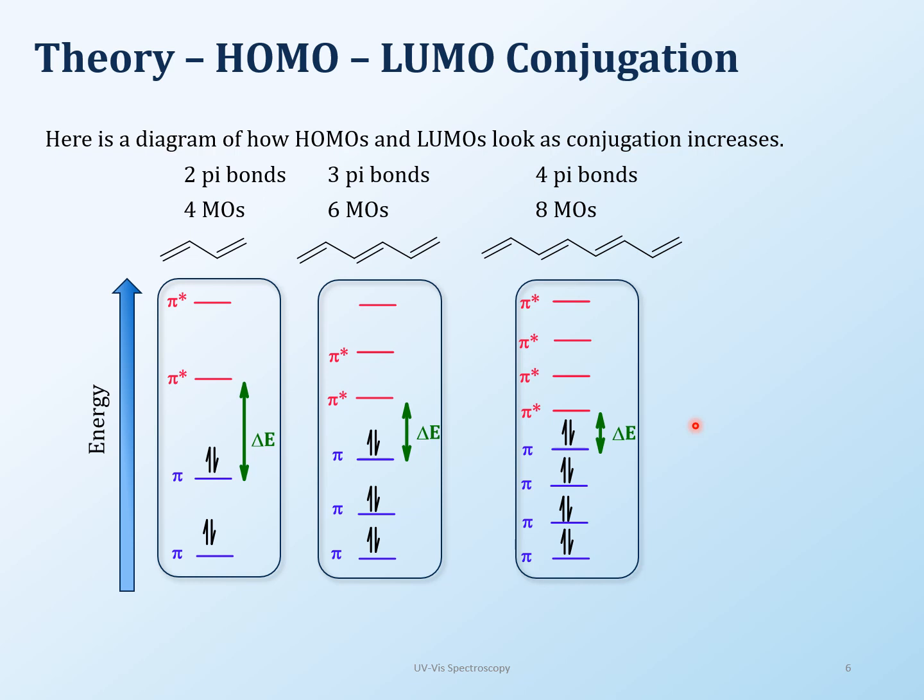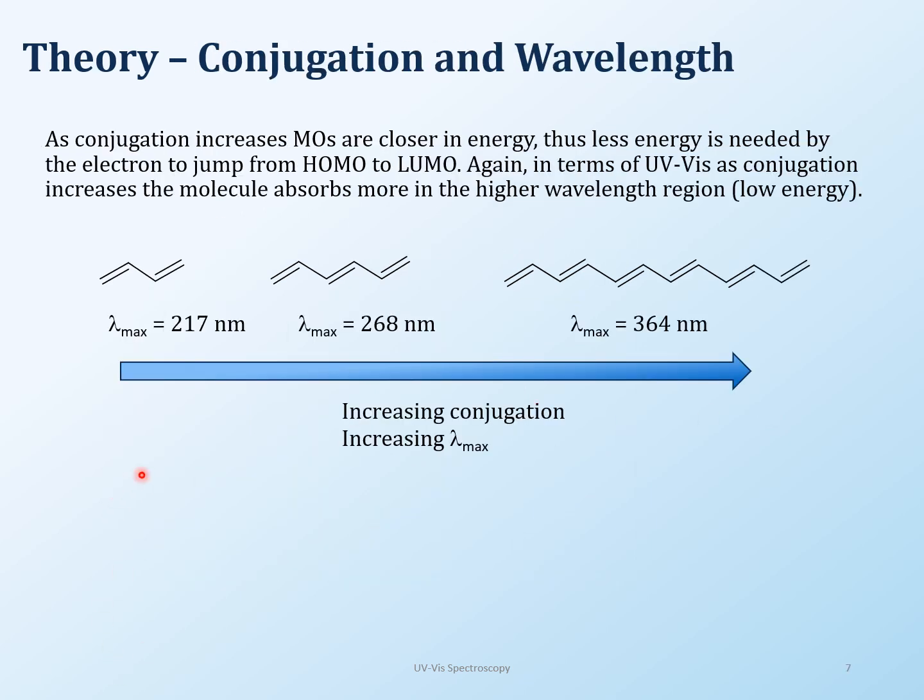I hope you understand what I'm trying to tell you. What we are looking at is that the more conjugation you have, the less energy it takes for electrons to transition from one to the other. Now remember, energy and wavelength have an inverse relationship. So this is the theory really for all of the UV-Vis, these electron transitions from HOMO to LUMO.